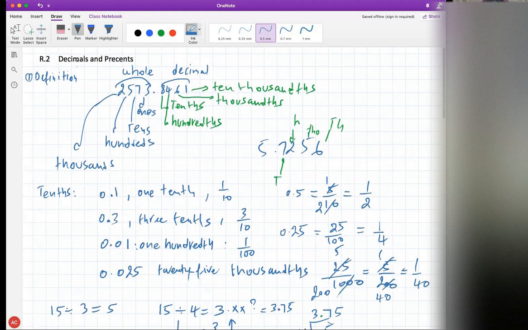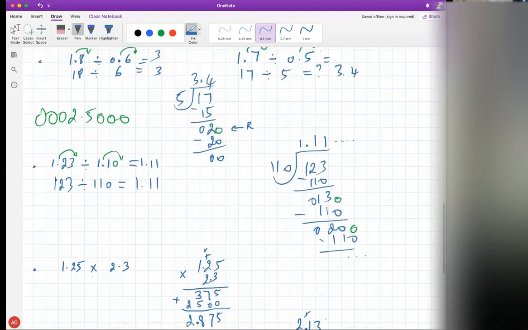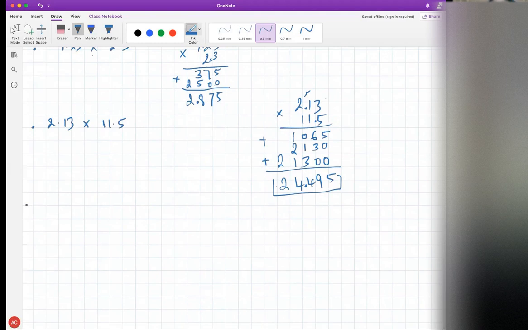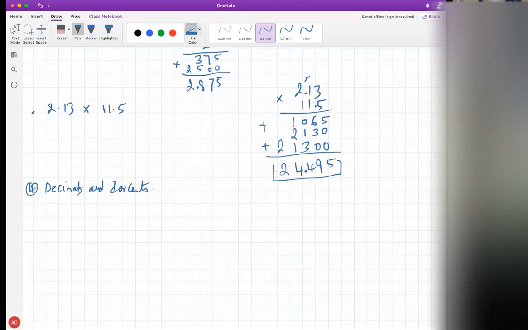Now let's see the relationship between decimals and percents. Number 4. Decimals and percents kind of go hand in hand. They're almost the same thing. We can switch back and forth between them easily.